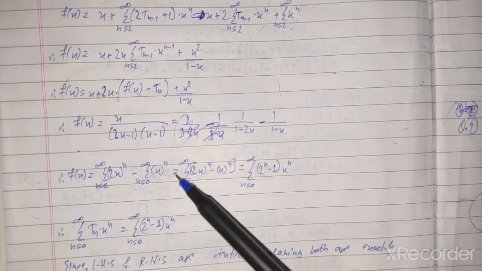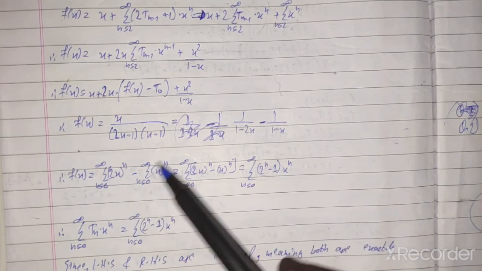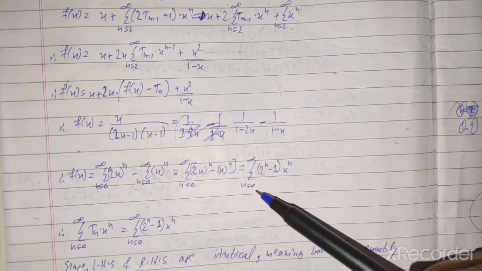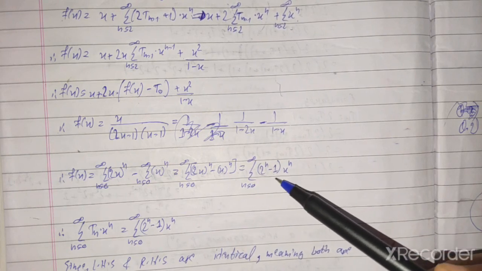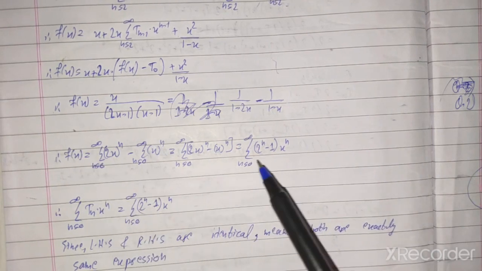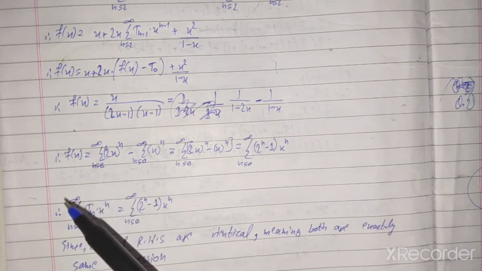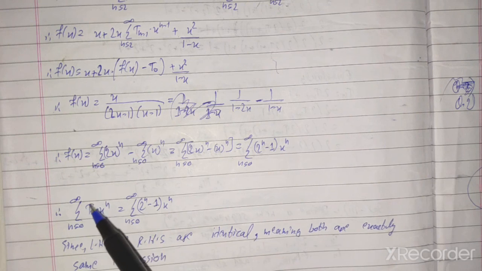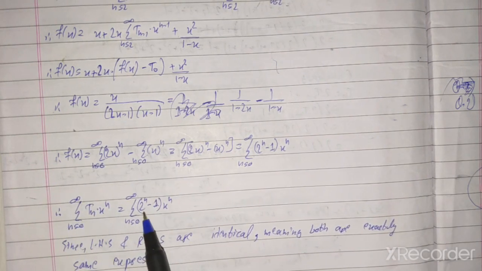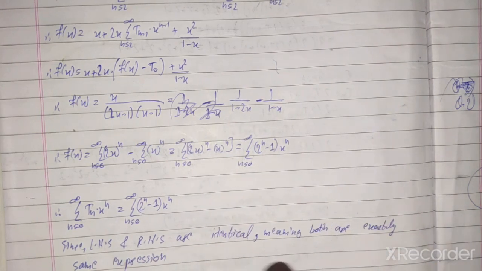and similarly this can be written as a sum of an infinite series, which is nothing but sigma, take common, so (2x)^n minus x^n, which is sigma n from 0 till infinity of (2^n minus 1) x^n. Now if you see, f(x) is equal to, we got this. Now f(x) was defined to be sigma n from 0 till infinity t_n x^n, and sigma (2^n minus 1) x^n.